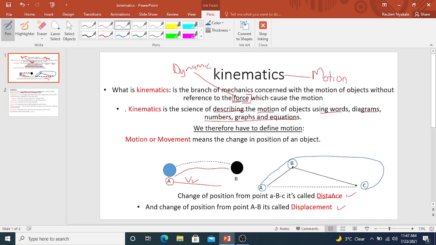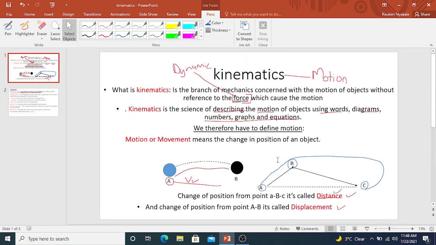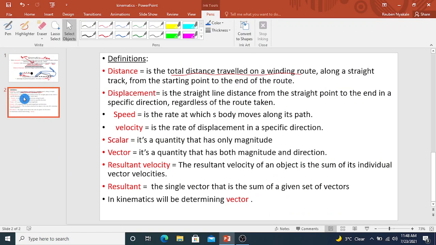That is the definition of distance: the total distance traveled on a winding route along a track from the starting point to the end of the route. From the starting point till the end of the route. You can tell this is the winding, something like you are doing a spiral. Okay, that's a winding.